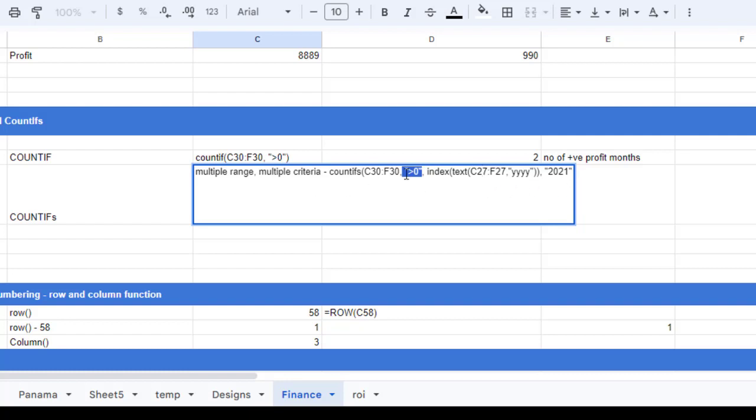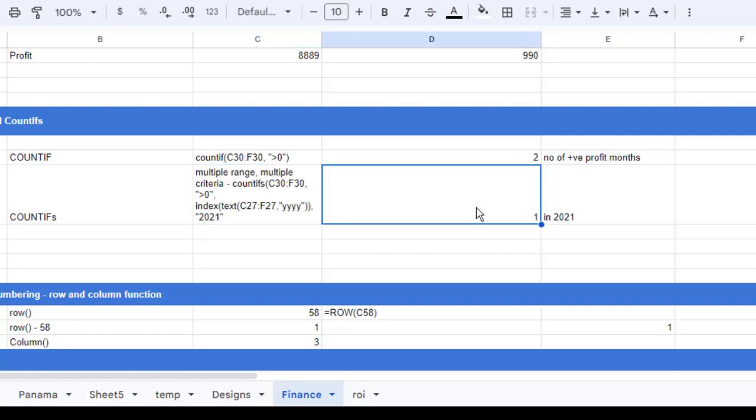In this particular instance, the first criteria that we have given is that we have to find the positive numbers, and the second criteria that we have given is that the year should be 2021 as well. And there is just one number where the year is 2021 and the value is also positive.